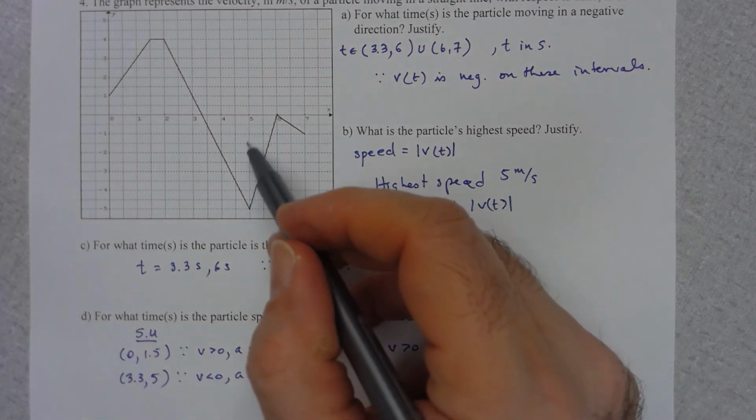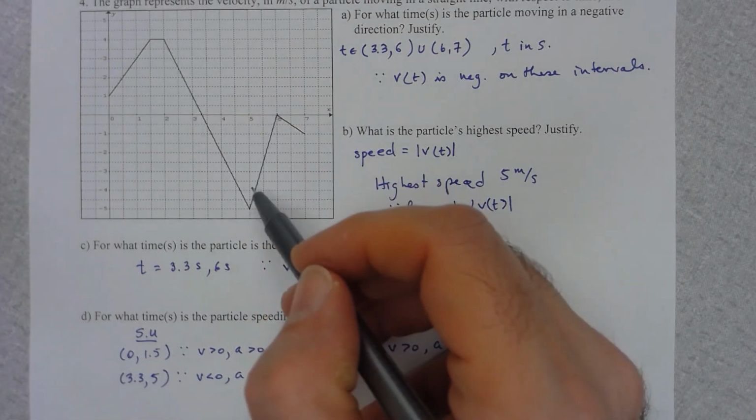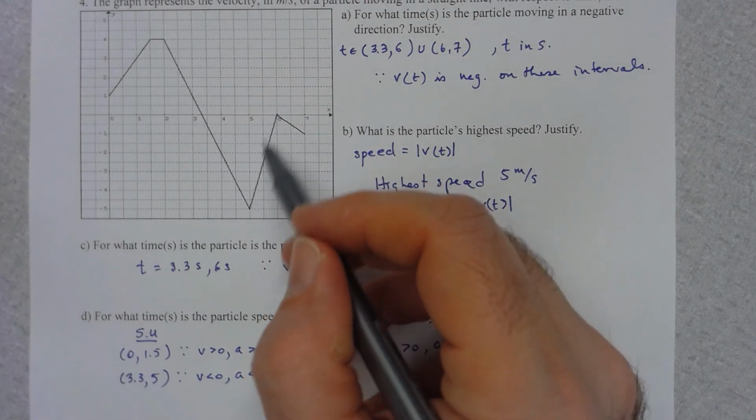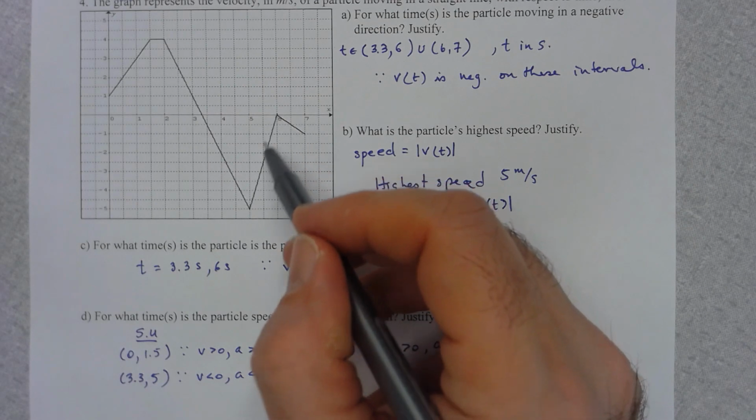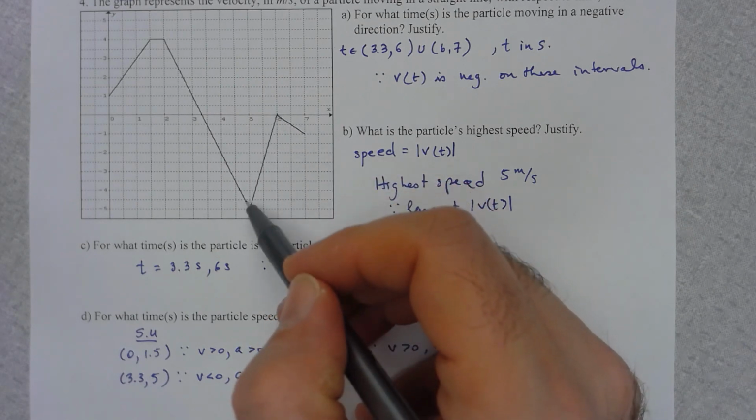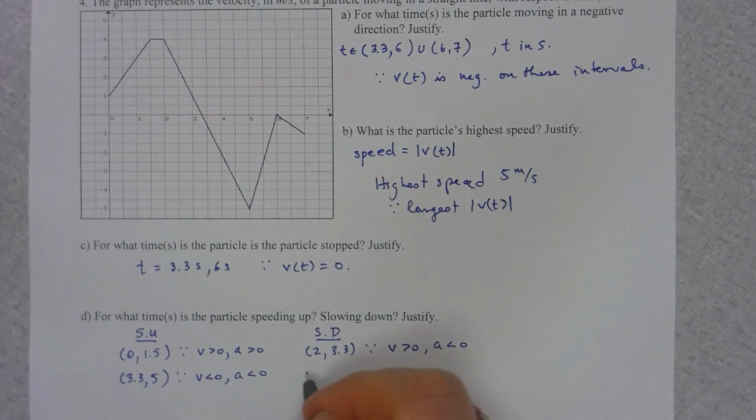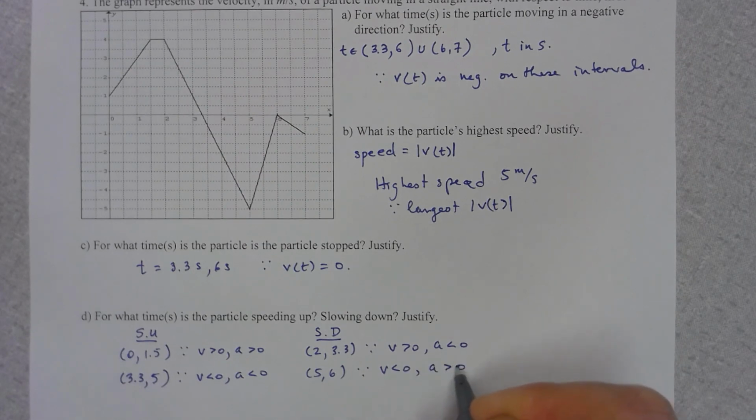Then we go from 5 to 6. We see that the velocity is still negative, but the acceleration here is going to be positive slope. Okay, so from 5 to 6, it's slowing down because the velocity is negative, but the acceleration is positive, opposite signs.